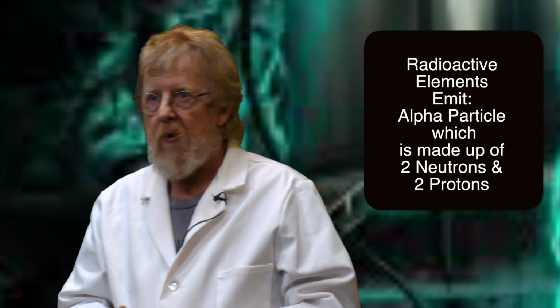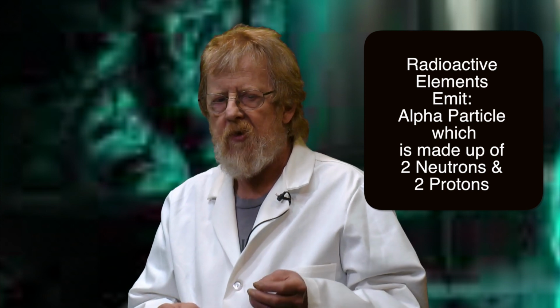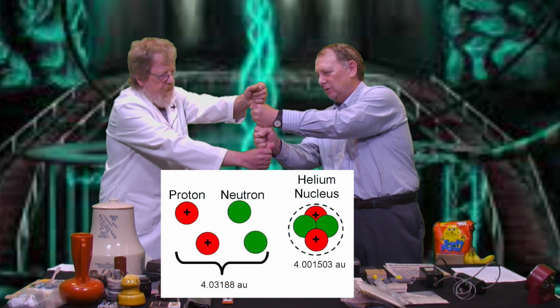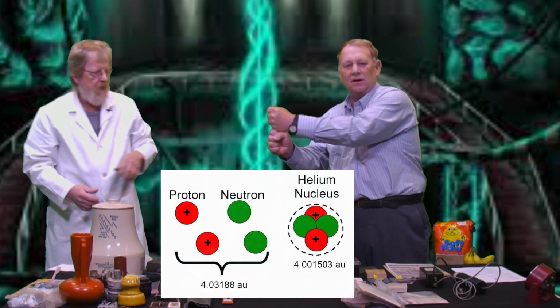They emit three emissions, and these are from the radioactive elements only. The first one is the alpha particle. The alpha particle is made up of 2 neutrons and 2 protons, and it's basically a helium nucleus. Let's make a helium. So there it is: 2 protons, 2 neutrons. That's a helium nucleus.